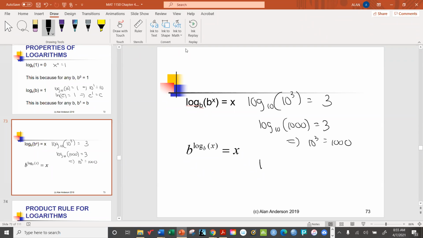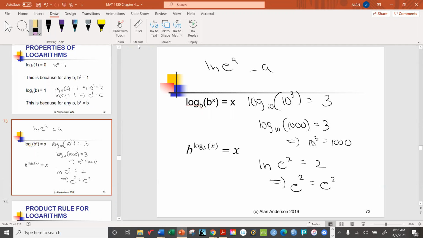And for the natural logs, obviously e to the second is e squared, so there's nothing you can do with that one, but when you have natural logs, the ln of e to any power, let's say a, is just a. It's almost like you can think of it as the ln and the e to the x canceling each other out.